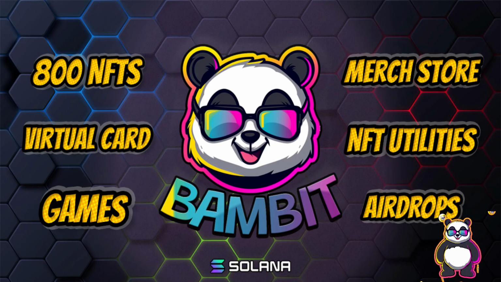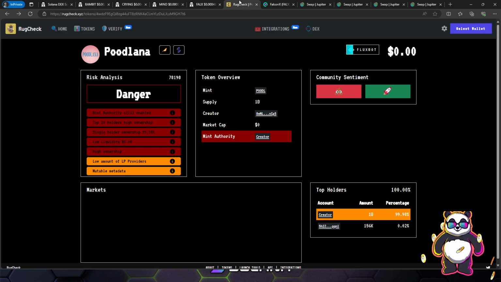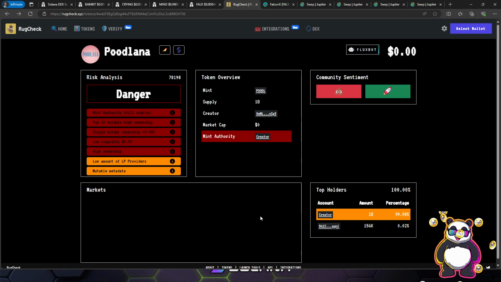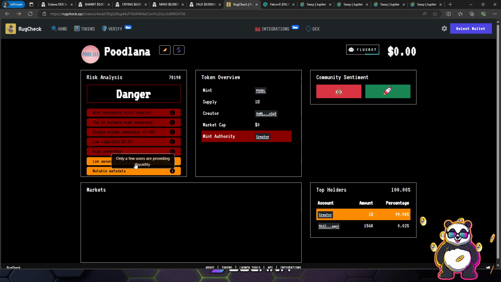And of course, liquidity pool tokens burned or at least locked as well. We're going to talk about that later. So how do you check that? I already found one which I assume is a new one. It's not even launched yet. So ignore that, I'm not talking badly about this coin or anything.